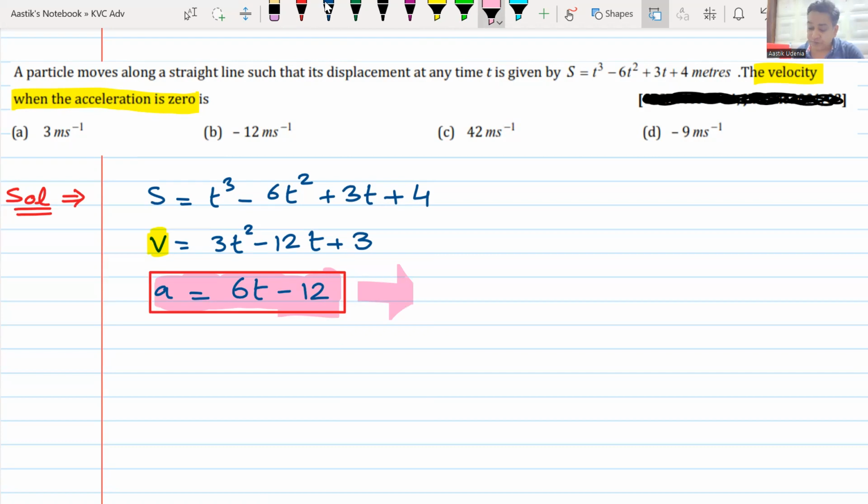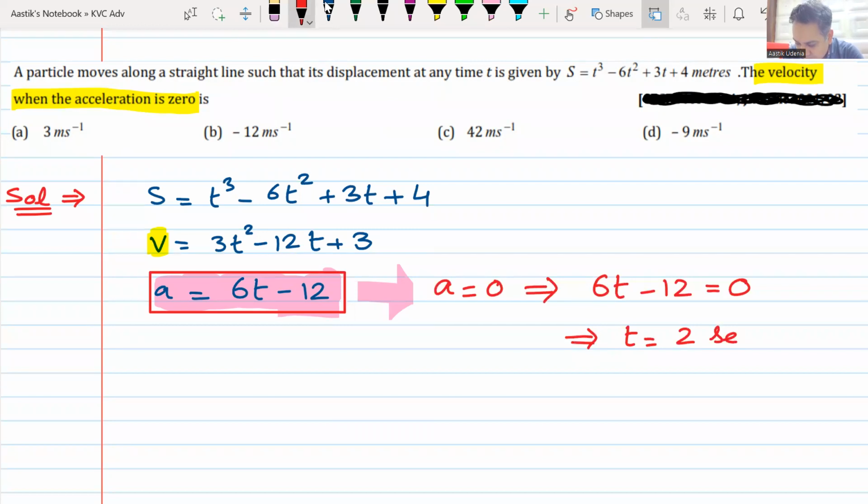So now, according to the question, when the acceleration is 0, I have to find out velocity. So first I put the value of a as 0. If I put the value of a as 0, this implies 6t minus 12 will be equal to 0. From here, I can get the value of time. Time will be 2 seconds. That is what I needed to find out from the information asked in the question.